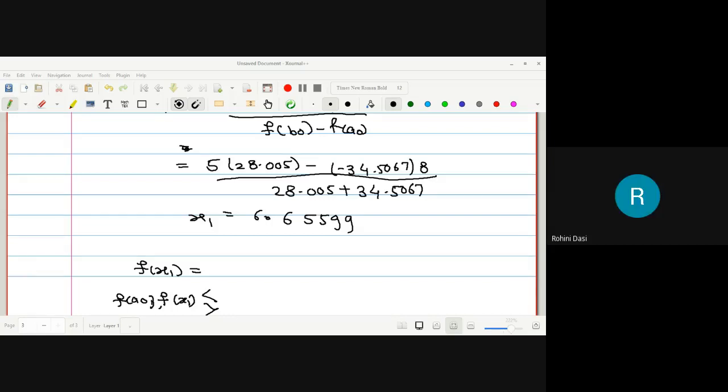Ma'am, the next interval is x1 to b naught. You have to tell me the numbers. What is x1, what is b naught? From 6.65599 to 8. Yes, correct. And now you have to rename it. What is the rename? A1 B1, right? Yes, ma'am. Rename x1 b naught as a1 b1.